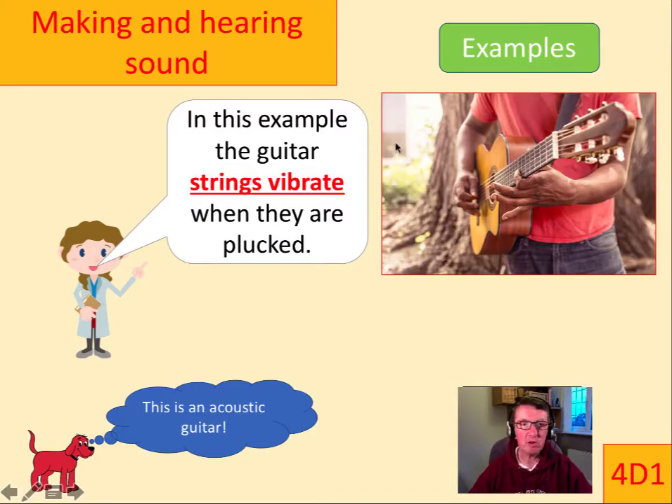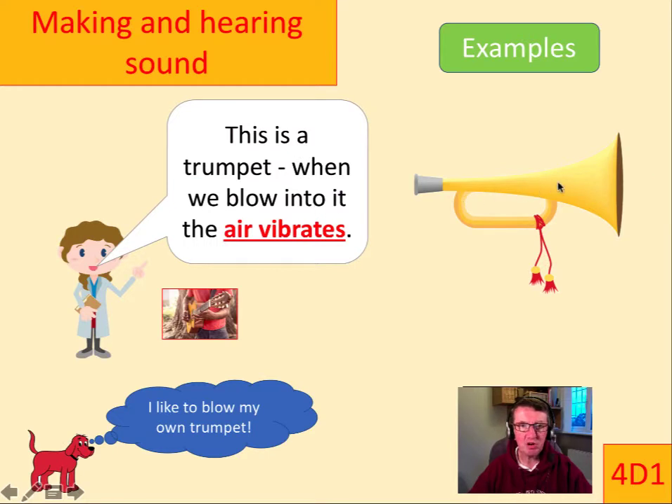Now in this example, the guitar strings, here are the strings on the guitar, they vibrate when they're plucked. So when the fingers here pluck the strings, they vibrate. Got it? So strings vibrating there. What about in a trumpet? Here we've got a trumpet. Now when we blow into it, the air inside the trumpet vibrates. So in this one, the air is vibrating.